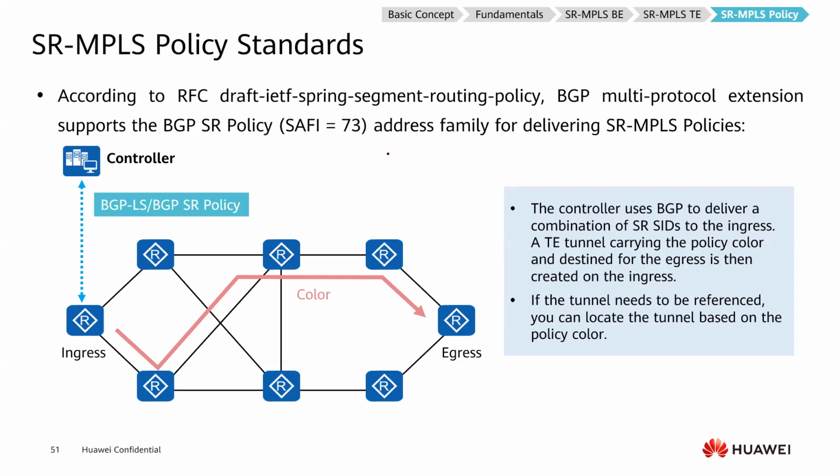Okay, so for SR-MPLS policy, they will use the extended BGP address family. For SR policy, you only need to create the SR policy neighbor relationship with the ingress, the head end. That will be enough, because you only need to ask the head end to have the segment list. The middle devices do not need to know the segment list, so they can directly do the forwarding, no problem.